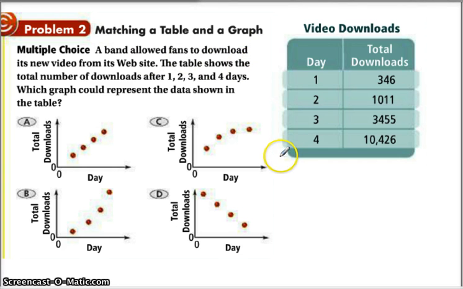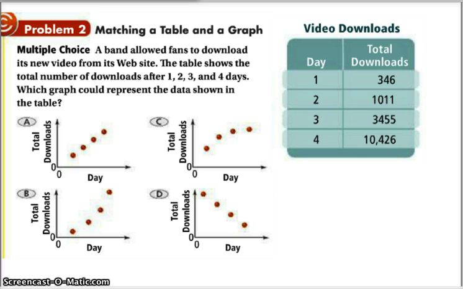All right. Matching a table and a graph. A band allowed fans to download its new video from its website. The table shows the total number of downloads after 1, 2, 3, and 4 days. You can see the table here. Which graph could represent the data shown in the table?